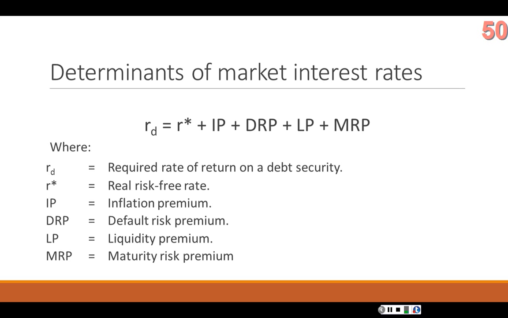So the determinants of market interest rates. The required return is equal to the real risk-free rate plus the inflation premium plus our risk measures. For our risk measures, we use the default risk premium, the liquidity premium, and the maturity risk premium.